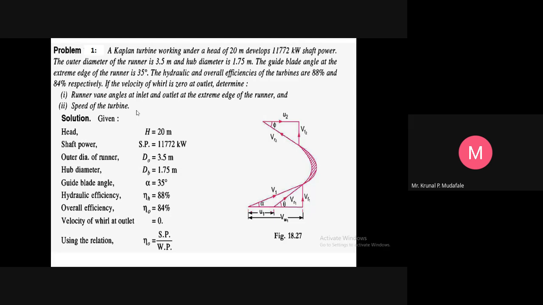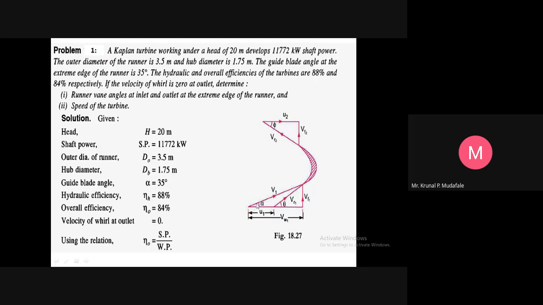Let me start the numerical. Whenever we start a numerical, first read it from start to end. After that, write down the given data, the parameters available with us. Then draw the velocity triangle diagram. For the Kaplan turbine, as we know, the velocity triangle for a reaction turbine is the same for both Kaplan as well as Francis turbine. We have completed the Francis turbine before, with the same velocity triangle at the inlet and outlet.